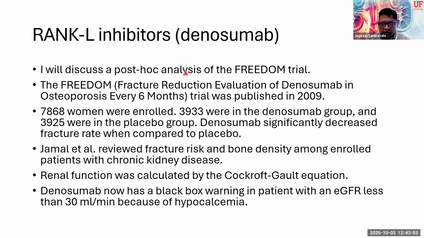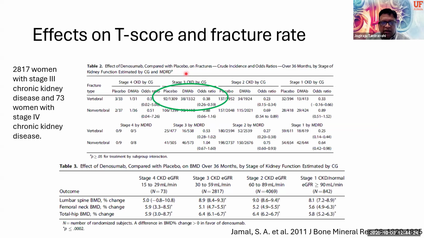Okay? So Jamal et al. reviewed the fracture risk and bone density among enrolled patients with CKD. Now, the renal function was calculated by Cockcroft-Gault. So take that for what it's worth. You also have to take for what it's worth the fact that study of denosumab in patients with chronic kidney disease and osteoporosis may be limited because there's now a black box warning for denosumab in patients with an eGFR less than 30 mLs per minute because of hypocalcemia.